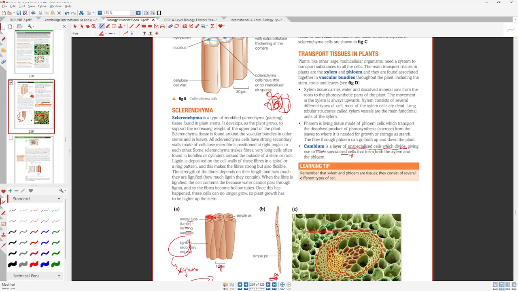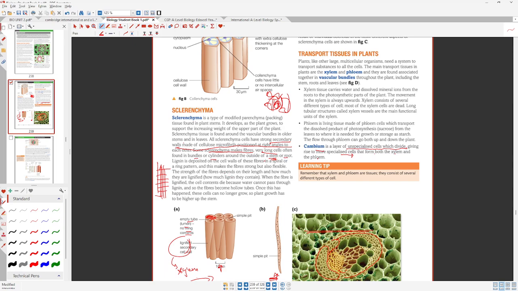So, found around the vascular bundles in older stems and leaves, sclerenchyma have strong secondary walls made of cellulose microfibrils positioned at right angles to each other. So again, think of your primary as going one way and your secondary as going the second way. Okay? And some sclerenchyma make fibers. Some are very long cells, often found in bundles or cylinders outside a stem or root.